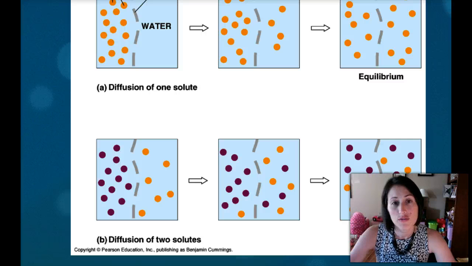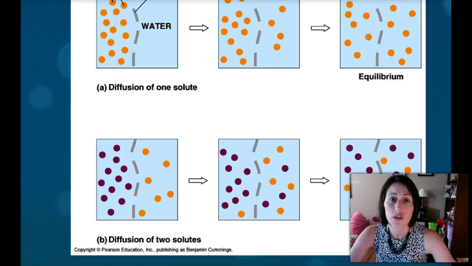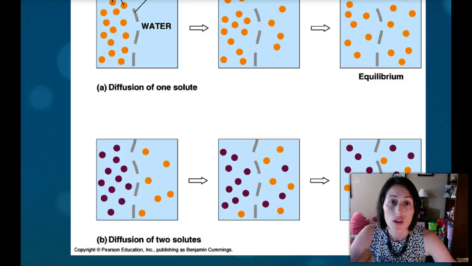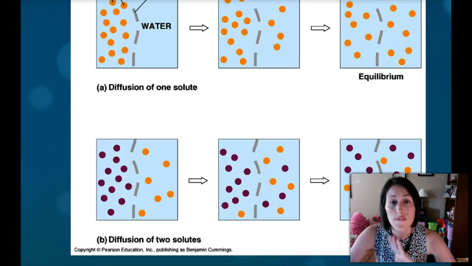Some examples of diffusion are going to be some of the non-polar, very small particles or molecules. Oxygen and carbon dioxide are two examples of gases that move very easily across the membrane. They're non-polar, which means they work well with lipids, which are also non-polar. So they can move across that part of the membrane, which is hydrophobic, okay?